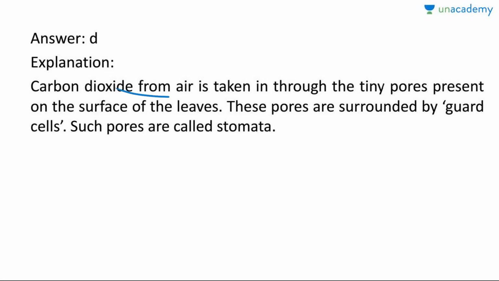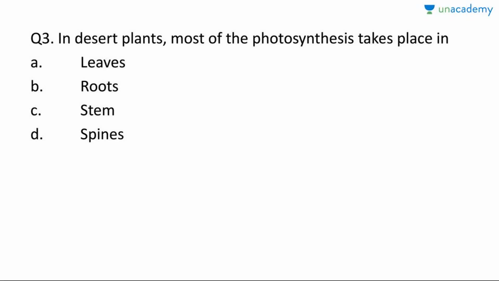Carbon dioxide from air is taken in through the tiny pores present on the surface of the leaves, and these pores are surrounded by guard cells. Such pores are called stomata. So the answer is D. Question number 3: in desert plants most of the photosynthesis takes place in which of the following?